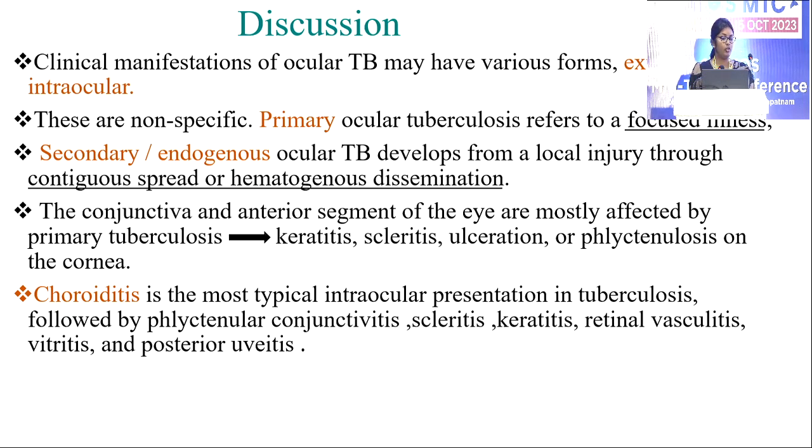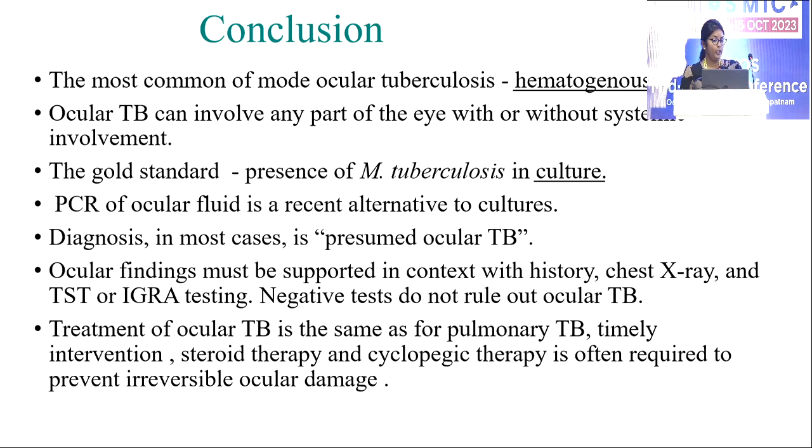Discussion: clinical manifestations of ocular TB may have various forms, extraocular and intraocular. These are non-specific. Primary ocular tuberculosis refers to a focal illness, and secondary or endogenous ocular TB develops from a local injury through contiguous spread or hematogenous dissemination. The conjunctiva and anterior segment of the eye are mostly affected by primary tuberculosis, leading to keratitis, scleritis, ulceration or phlyctenulosis on the cornea. Choroiditis is the most typical intraocular presentation in tuberculosis, followed by phlyctenular conjunctivitis, scleritis, keratitis, retinal vasculitis, vitritis, and posterior uveitis.